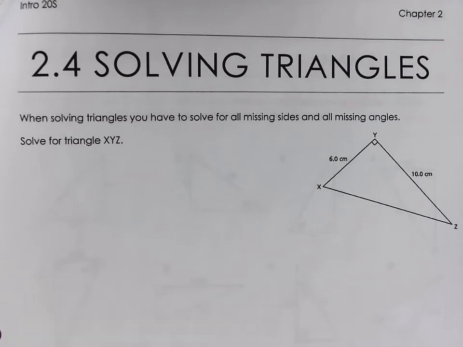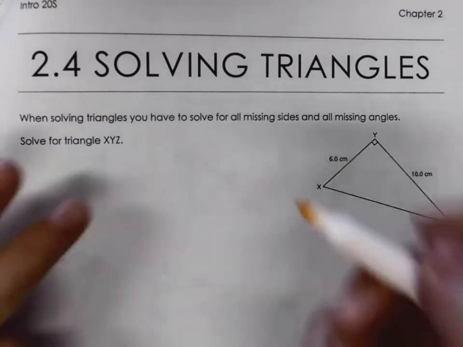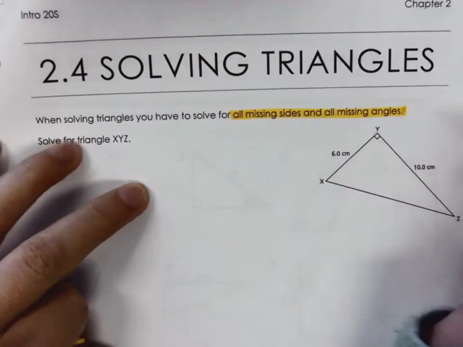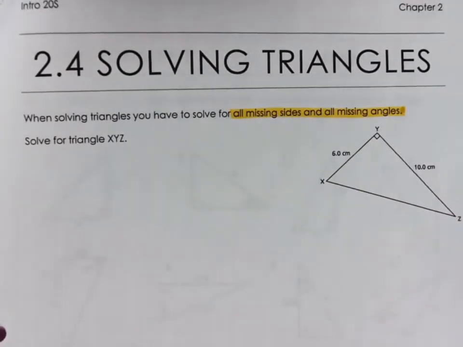So in 2.4, we are solving a triangle. When you're solving a triangle, you have to solve for all missing sides and all missing angles. That's the really important part here, is that you have to do it all.